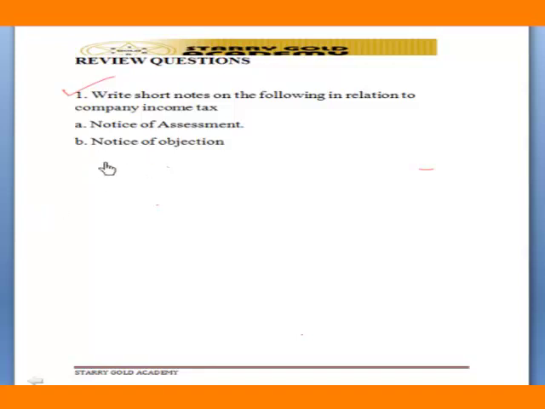I have this question here. Assuming you are confronted with this question, asking you to write short note on the following in relation to company income tax. How do you approach them? A, notice of assessment, B, notice of objection. Let's take the first one.